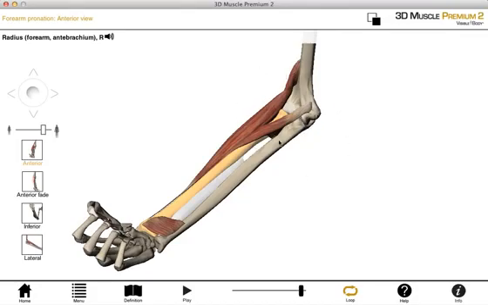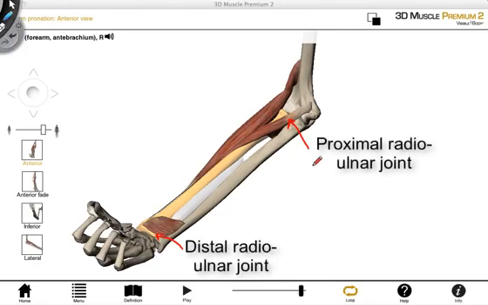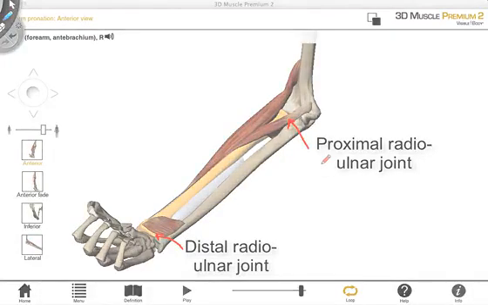Proximally, they articulate with the humerus to help form the elbow joint, and distally, they articulate with some of our carpal bones to help form our radiocarpal joint, or our wrist joint. These two bones also articulate with one another at their distal end and also at their proximal end, although the proximal end here, the actual articulation is covered up by pronator teres. Where they articulate with each other, this is where we find the proximal and distal radio-ulnar joints.